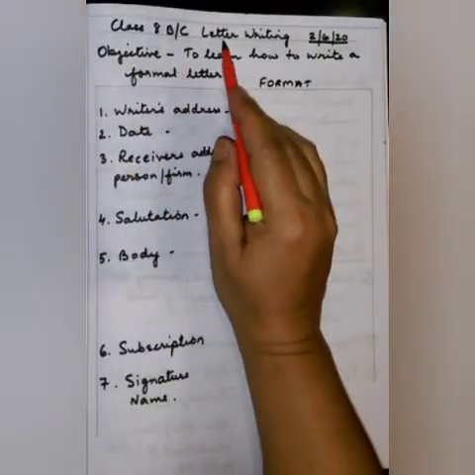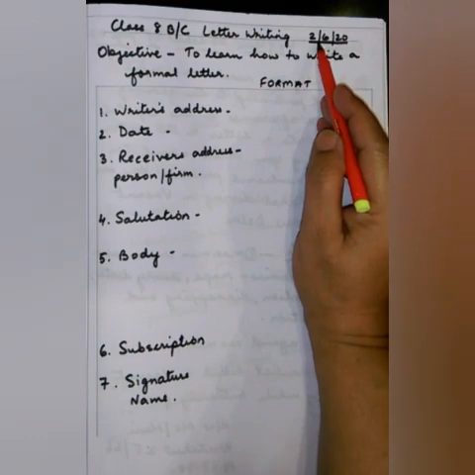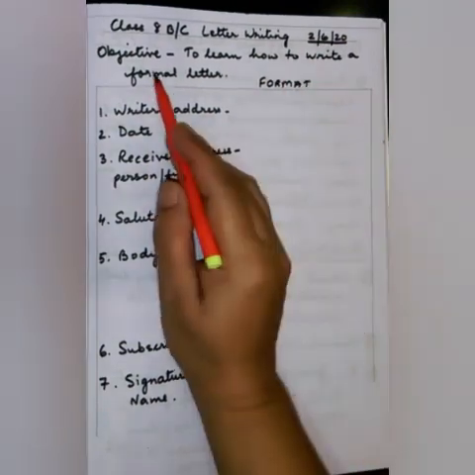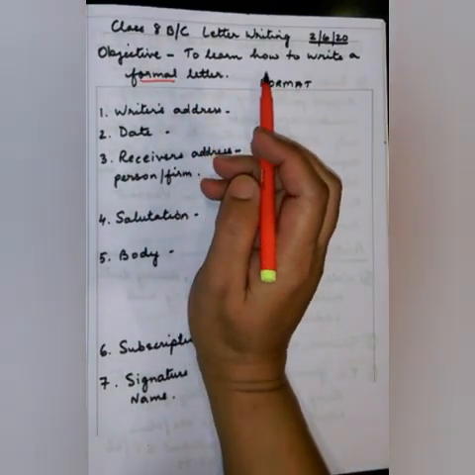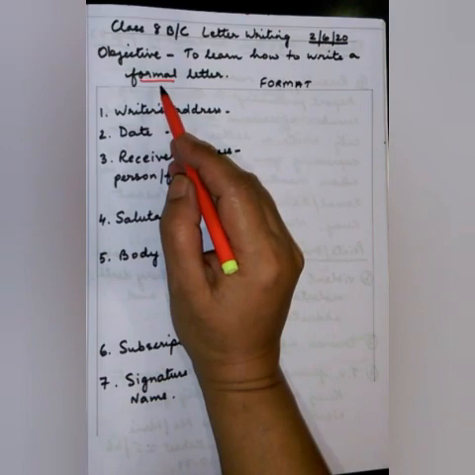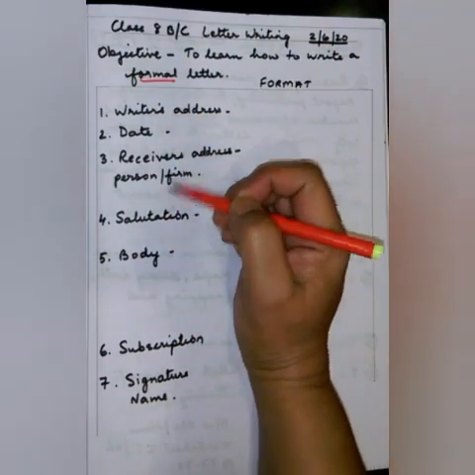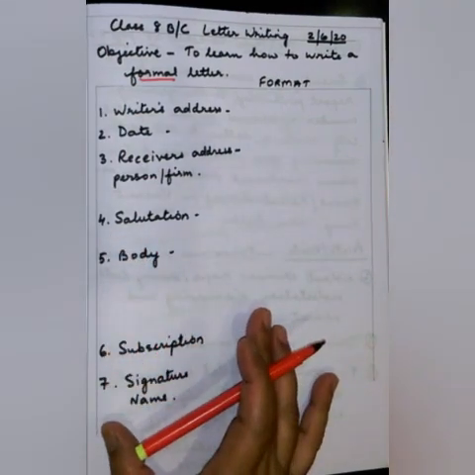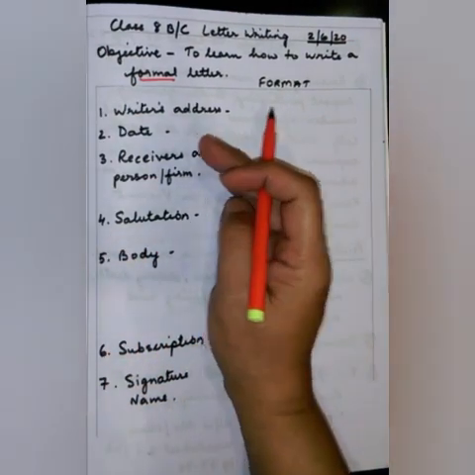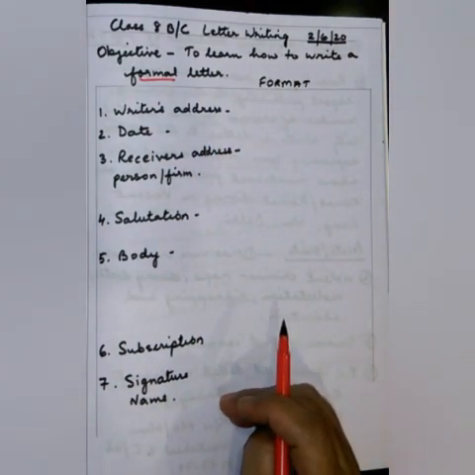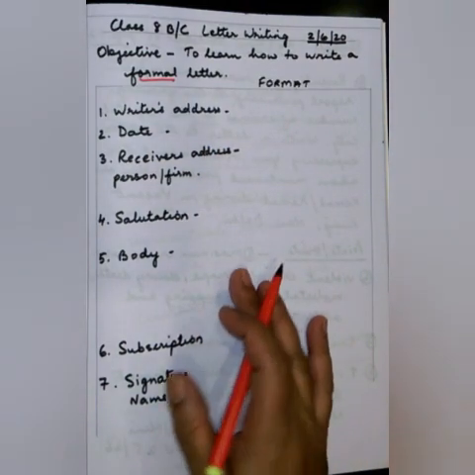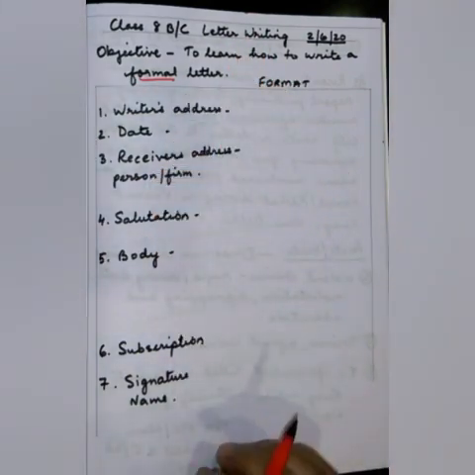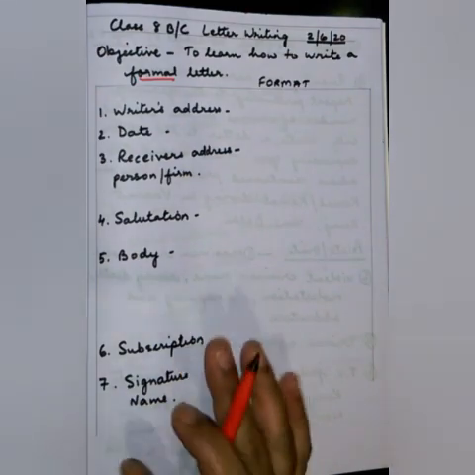We're going to learn about letter writing, and the date is 2nd of June 2020. The objective is to learn how to write a formal letter. There are two kinds of letters, formal and informal. This is a formal letter. For the formal letter, this is the format that you have to follow. This format is very important. You get marks based on your format as well. In the body, of course you get marks, but each item of the format contains marks. So you have to be very careful.